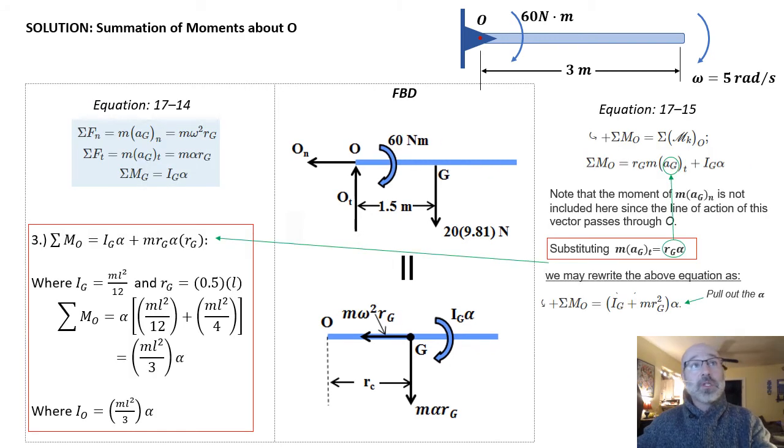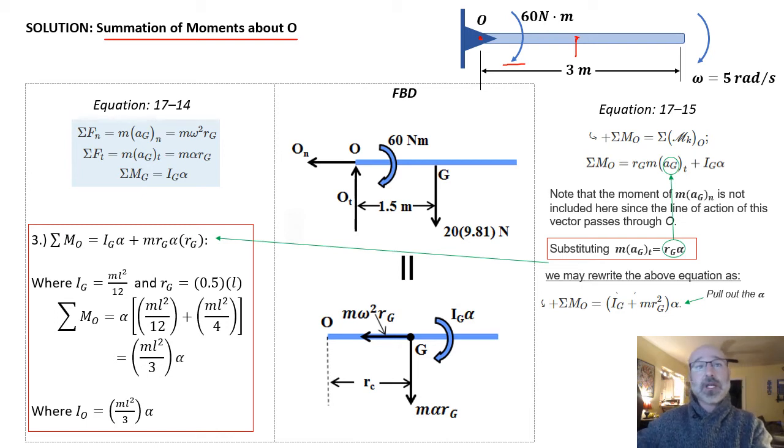Where this third equation comes from is our summation of moments about our point O. About this fixed pivot point, we're going to sum all our moments. From our given diagram, we have this external moment given to us as 60 Newton meters. We also have our weight force times its distance of 1.5 meters from the center of mass. They're all creating a moment about O. So if we sum the moments about O, that will give us our third equation.